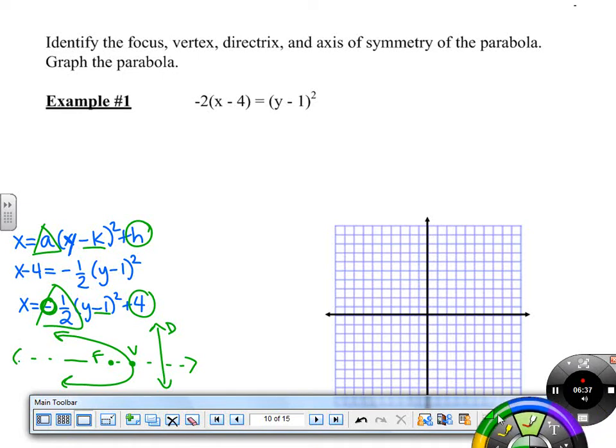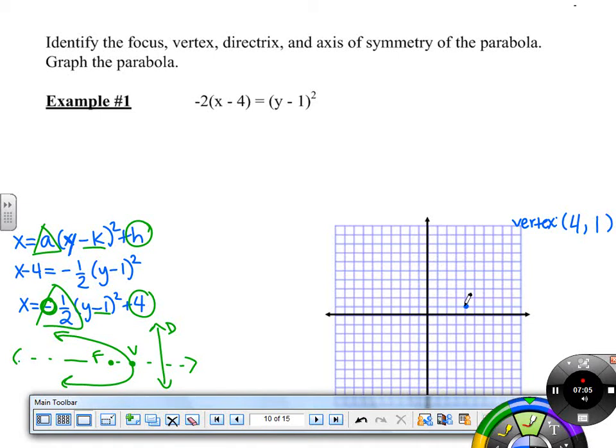Now, numerically, what I can get from the equation, now that I've identified the a, the h, and the k, I can pick my vertex out of the equation using the h, k coordinate. So h is 4, k is 1. Remember that the k should always be paired with the y value and the h always with the x value. So our vertex is at 4, 1.